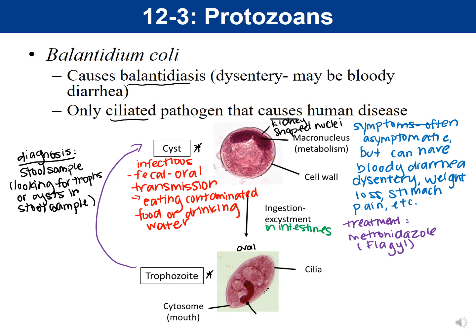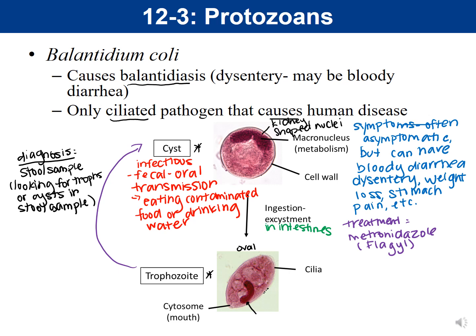One of the big differences would be the method of motility. Entamoeba histolytica moves by pseudopods. Balantidium moves by cilia. When we look at Balantidium coli, it's not as severe of a disease typically as Entamoeba histolytica. And Balantidium coli infections in humans is rare in the US.